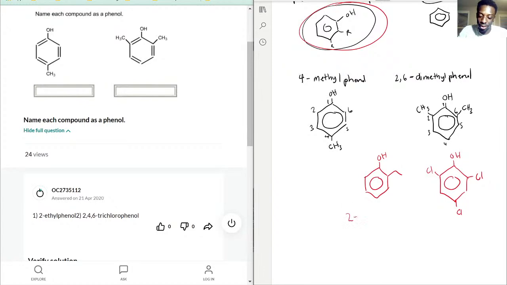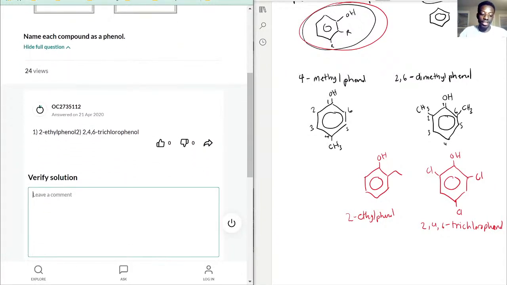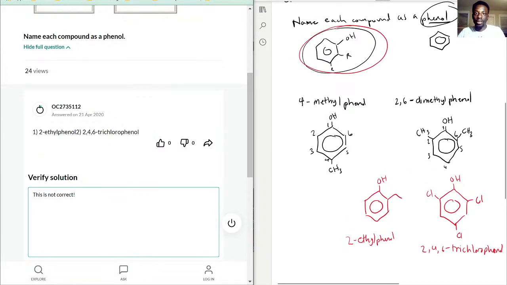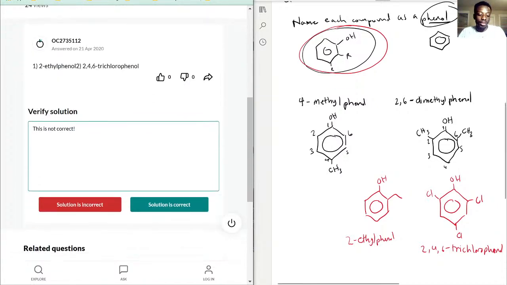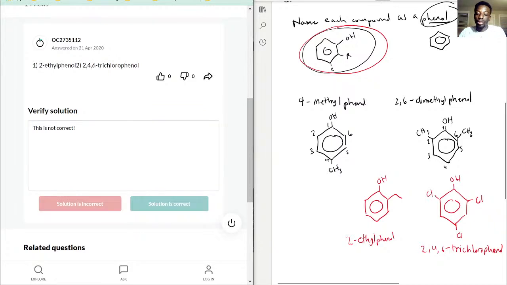So this is 2-ethylphenol and 2,4,6-trichlorophenol. Okay, so I'm just going to say that this is not correct. Maybe there was a second part of it, they're definitely on the right track, but this is what those would look like. So feel free, take a snippet, review your nomenclature. Very important when it comes to things like these, because these questions do pop up on occasion. And with that, let's move on to question 3, the next question, okay?